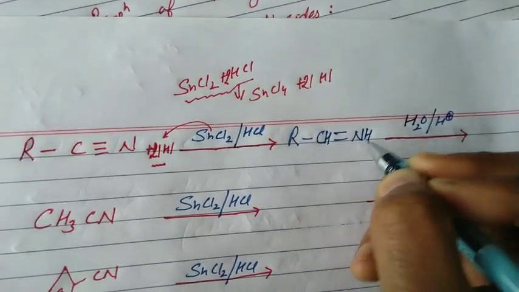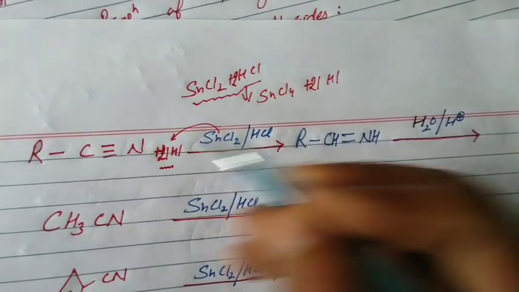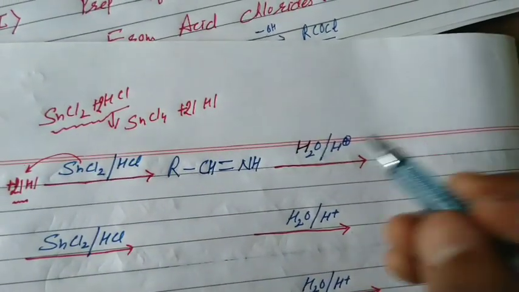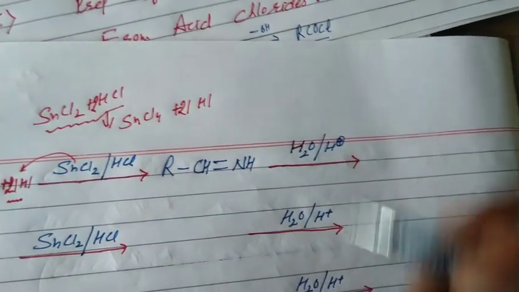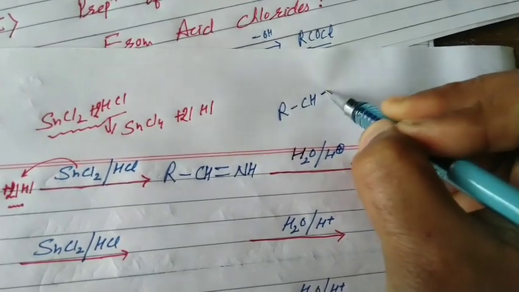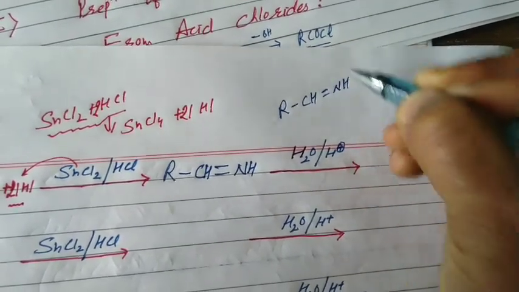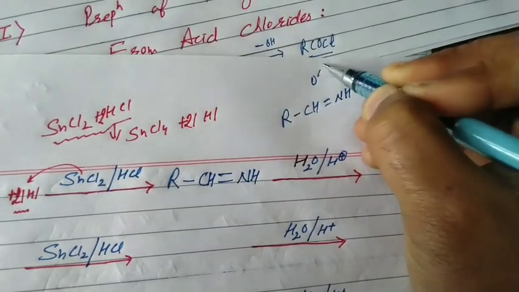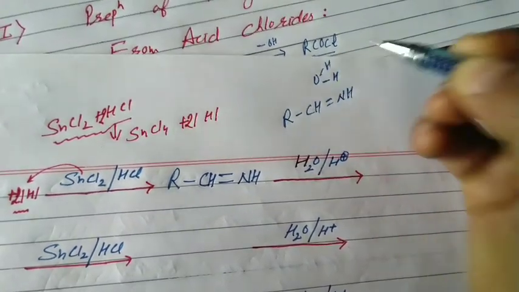That is, this compound is formed: RCH=NH, followed by hydrolysis. Students, in the second step what will happen? Hydrolysis. RCH=NH undergoes hydrolysis, that is lysis with water in acidic medium.